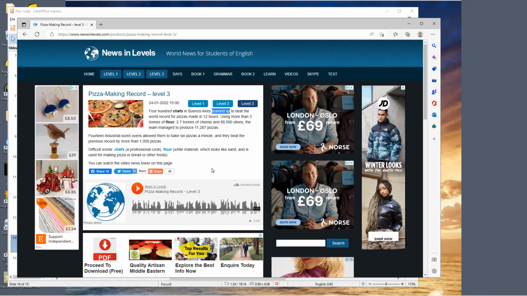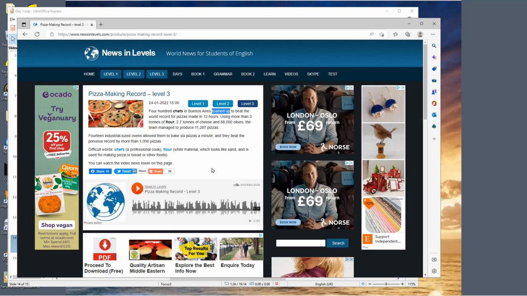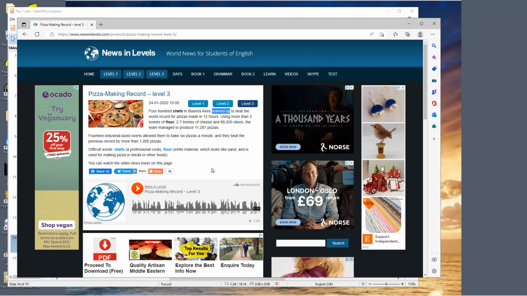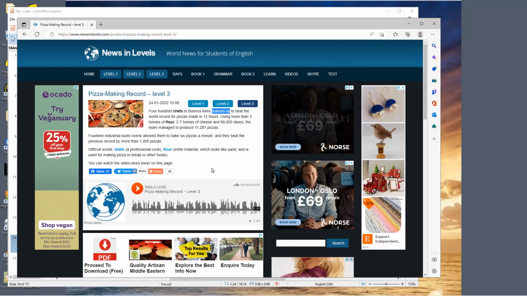So our core sentence is: chefs teamed up to beat the world record. Right? That would be our core sentence. And then everything else is additional information. We've got the preposition "in Buenos Aires," which answers the question, where did they team up? We have why did they team up: to beat the world record. What world record are they trying to beat? The world record for pizzas.